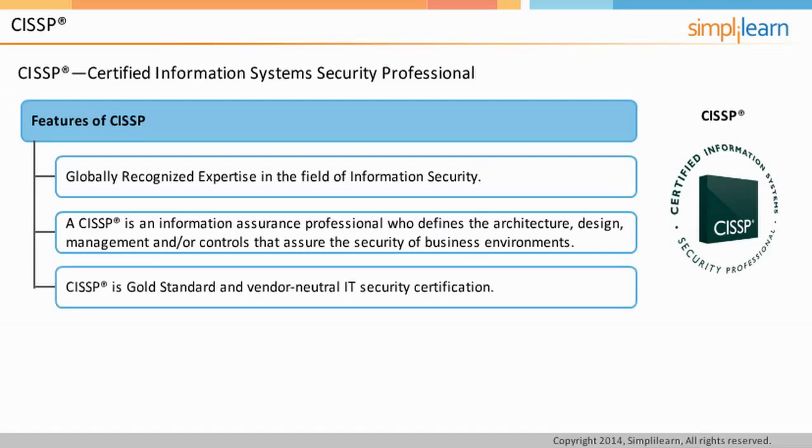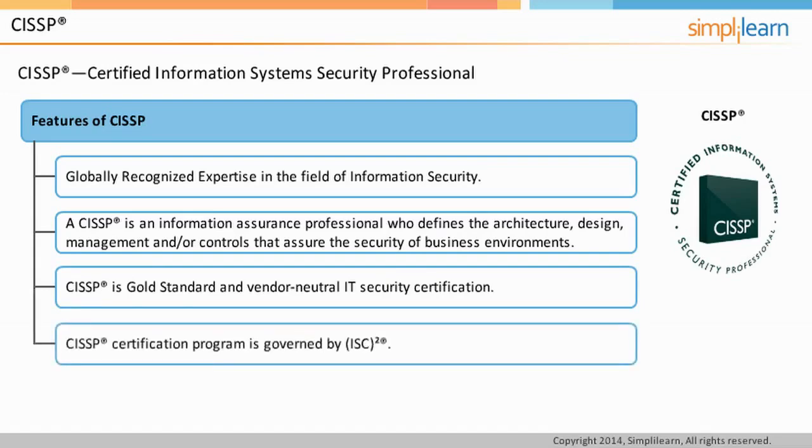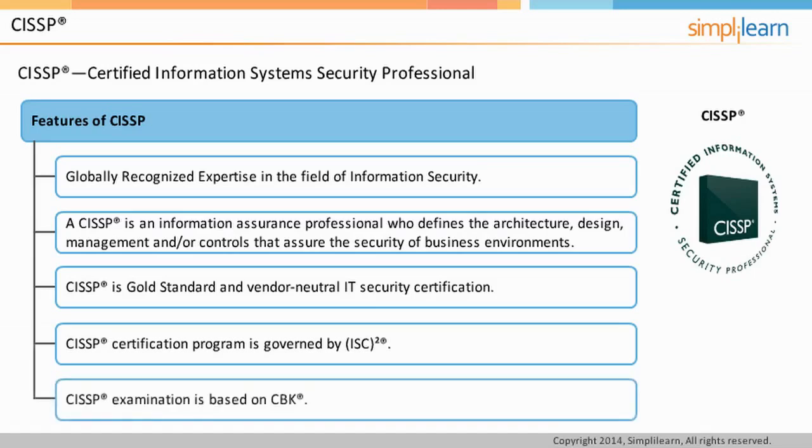CISSP is a gold standard and vendor-neutral IT security certification. The CISSP is governed by the International Information Systems Security Certification Consortium, or ISC². The CISSP curriculum covers subject matter in a variety of information security topics. The CISSP examination is based on the Common Body of Knowledge, or CBK. The CBK is a taxonomy, a collection of topics relevant to information security professionals around the world. In the subsequent screen, we will discuss the International Information Systems Security Certification Consortium Incorporated in detail.